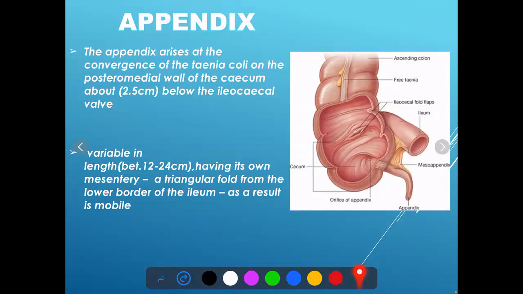It is variable in length between 12 and 24 cm and it has a mesentery, a triangular fold from the lower border of the ileum. This is the appendix, and this is the mesentery of the appendix, which extends from the lower border of the ileum. It is known as the mesoappendix. As a result, the appendix is mobile.